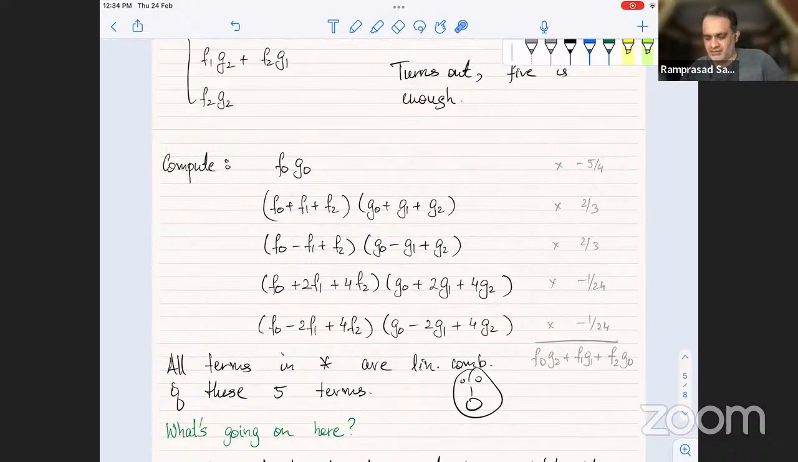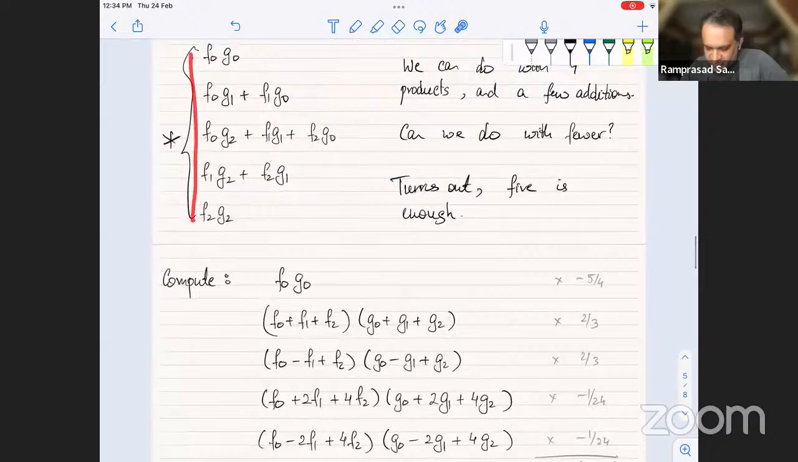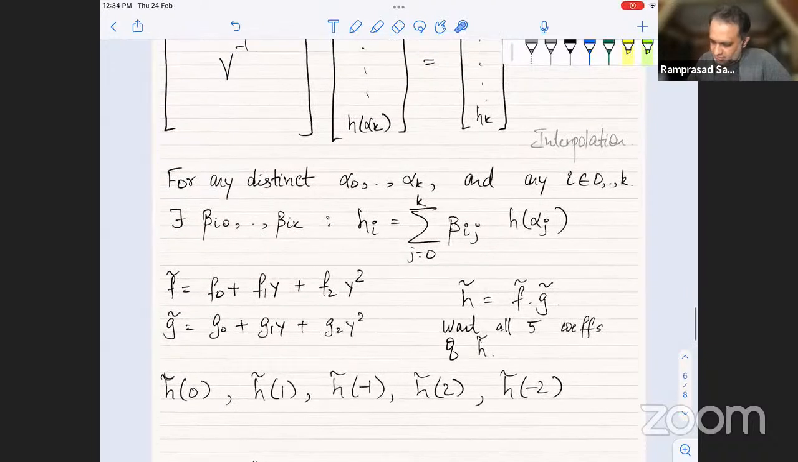Okay. And the interpolation thing basically says, once you know these are the 5 evaluations of the polynomial h you're interested in, every coefficient is some linear combination of these 5 evaluations. And that's why all of these terms are linear combinations of these terms. Okay. So basically, just to complete what we were doing here. So therefore, all terms in star are linear combinations of these terms.